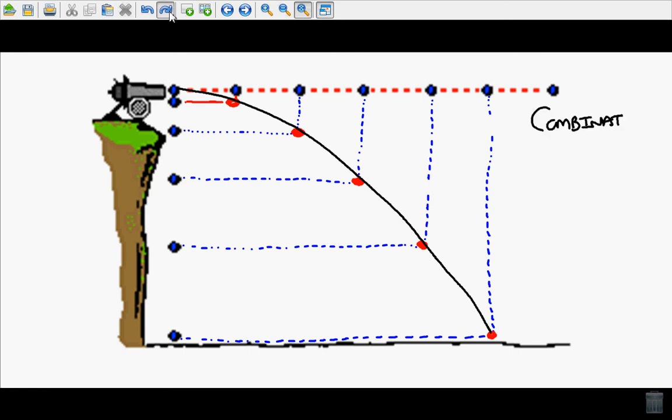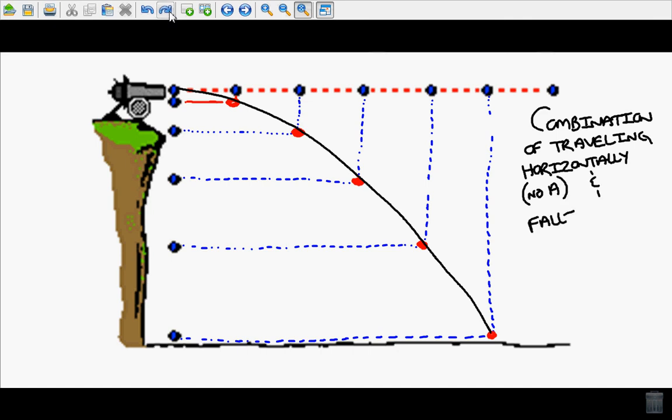So, the combination of traveling horizontally, that's what we're going to be looking at. That means there's no acceleration affecting it, and there's also the falling of the projectile vertically, and that's when acceleration has its impact. All right, we'll discuss this more tomorrow and for the rest of the week.